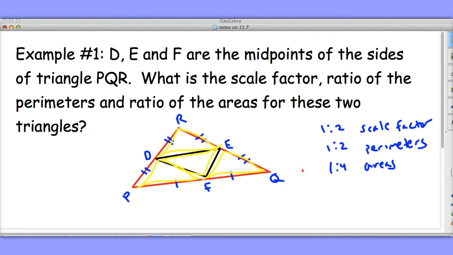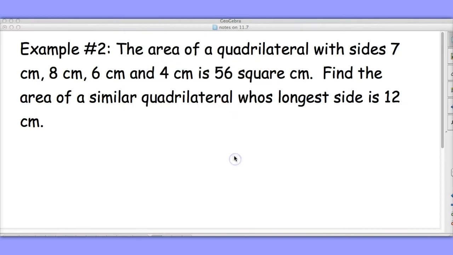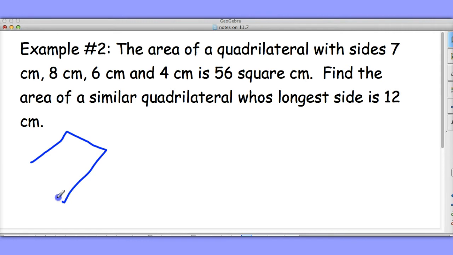Let's take a look at the second example. In this example, we're told that the area of a quadrilateral is 56 square centimeters and its sides are 7, 8, 6, and 4. I'm just going to draw some kind of quadrilateral here. It doesn't really matter exactly what it looks like. It's not a very good drawing, but you get the idea. This will say is 8, this will say is 7, this will be 6, and this will say is 4. Imagine those sides are straight. All right, its area is 56.